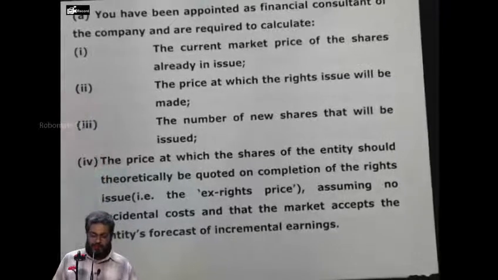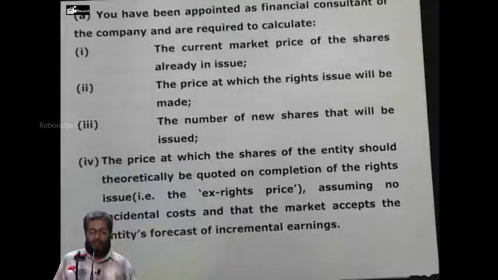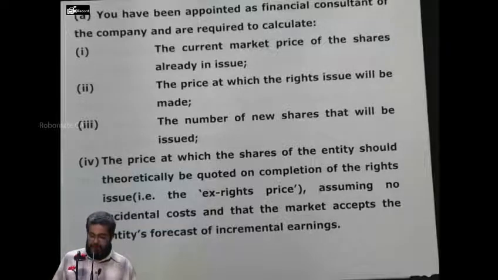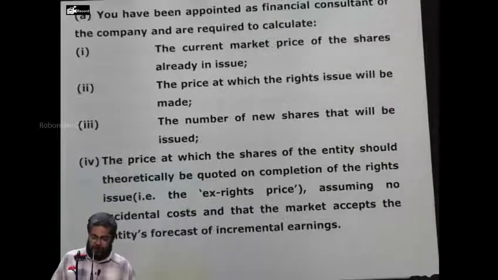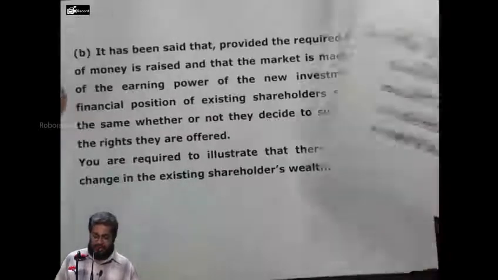You have been appointed as a financial consultant of the company and are required to calculate: 1. The current market price of the shares already in issue, the price at which the rights issue will be made, the number of new shares that will be issued. 2. The price at which the shares of the entity should theoretically be quoted on completion of the rights issue, that is the ex-rights price, assuming no incidental cost and that the market accepts the entity's forecast of incremental earnings.